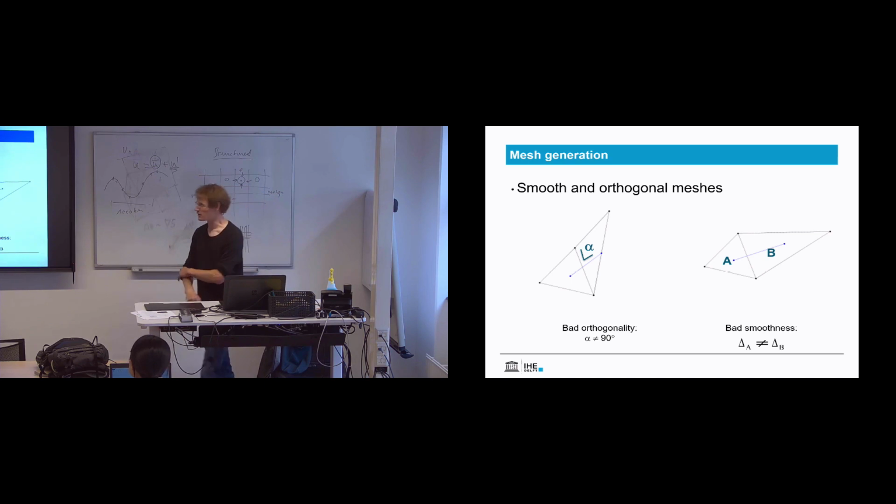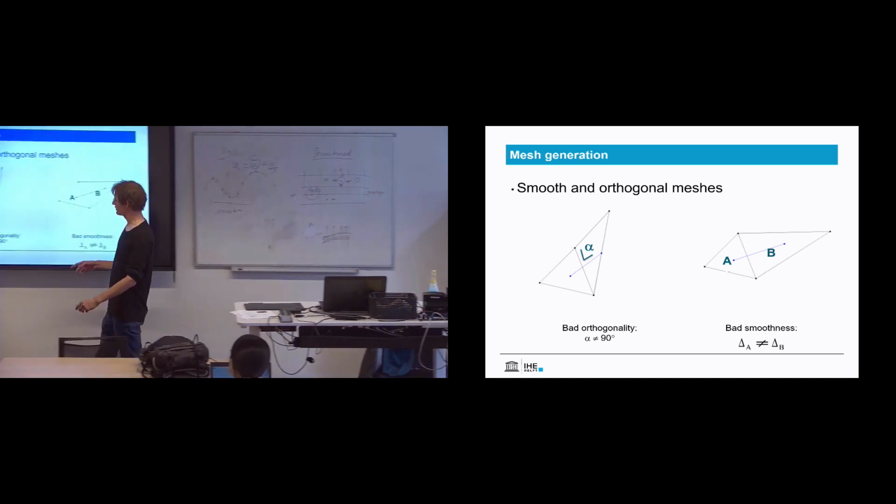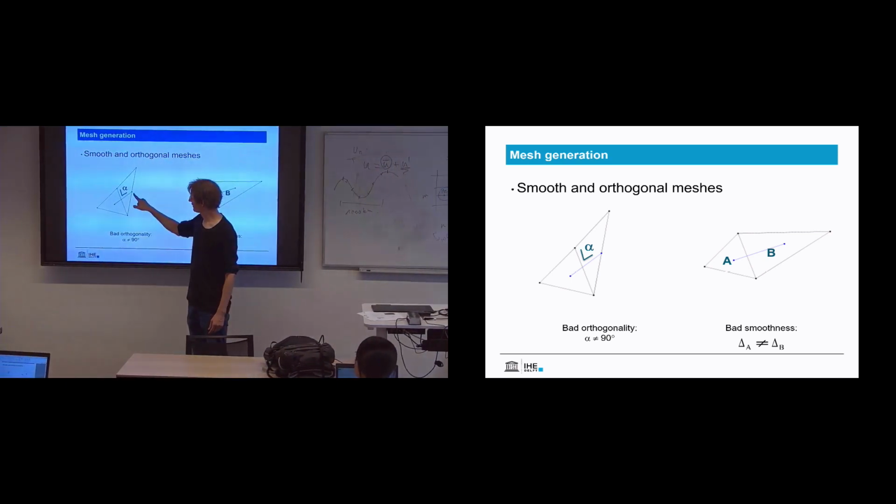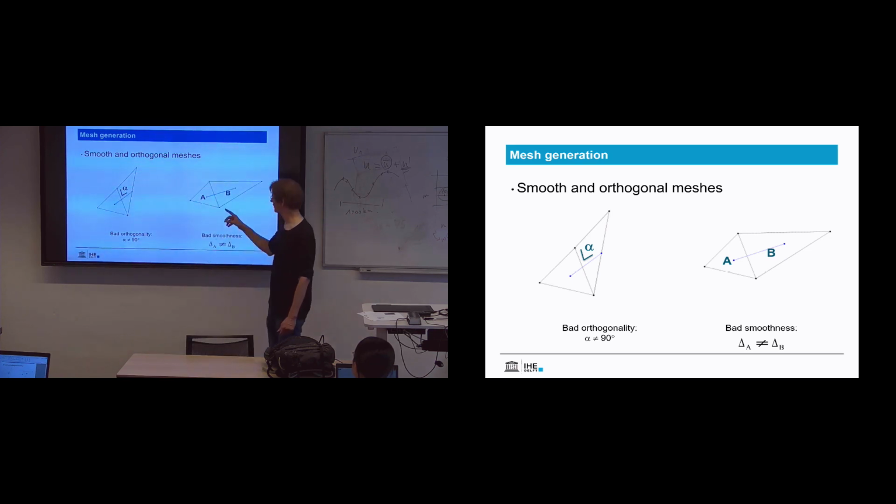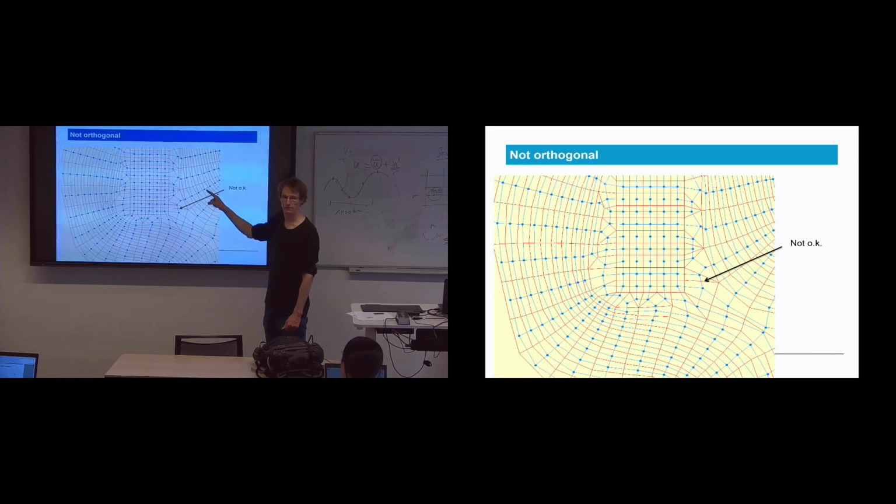Okay, so a grid that is orthogonal means that the line connecting two adjacent cell centers is cutting the cell face under an angle of 90 degrees. So if this line is at a straight angle with this line, then you're orthogonal. Smoothness means that the surface area of this cell equals the surface area of that cell.